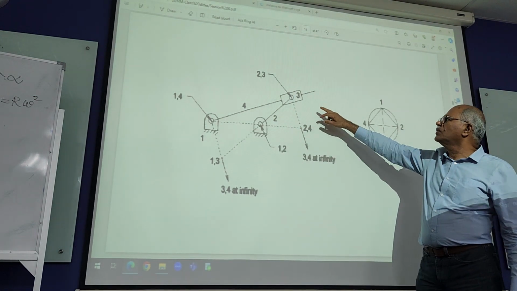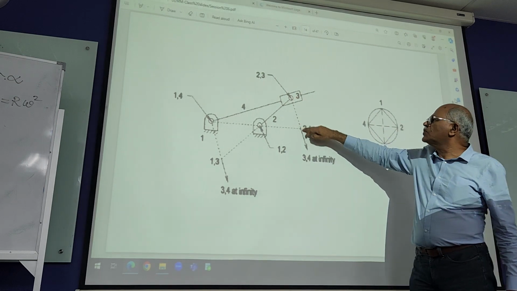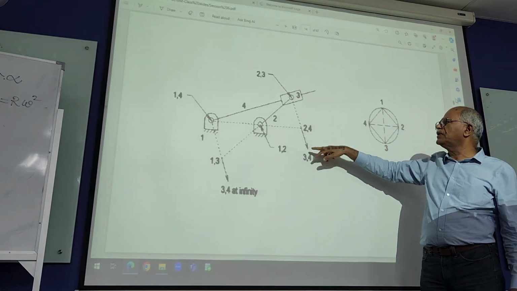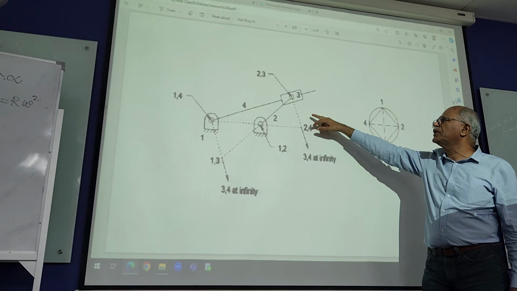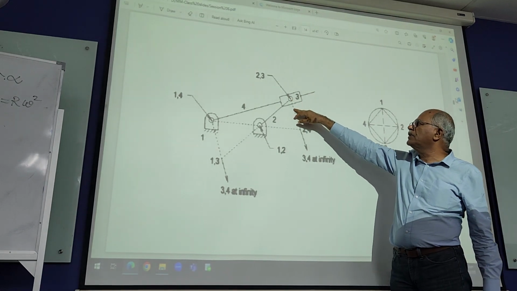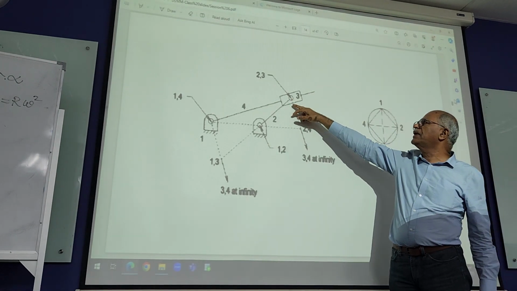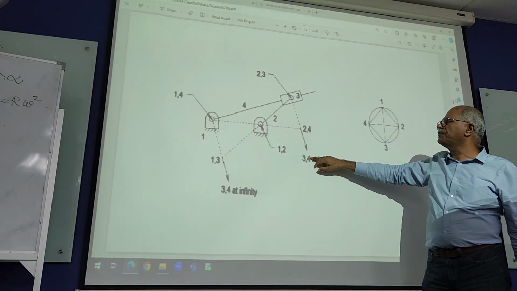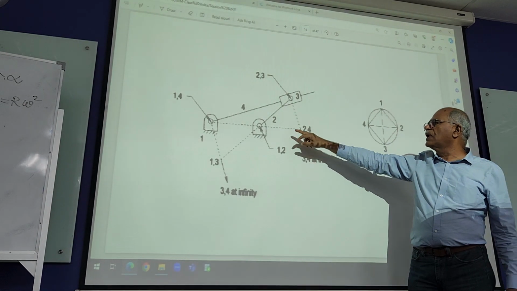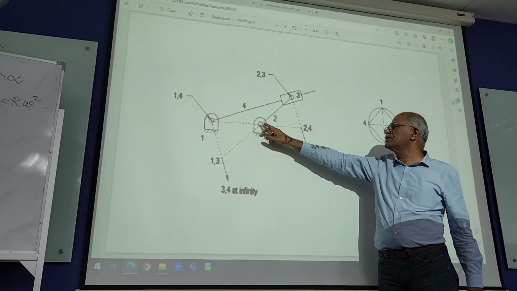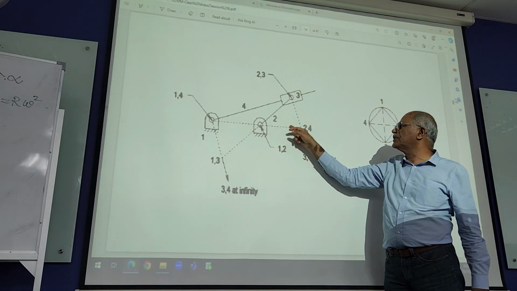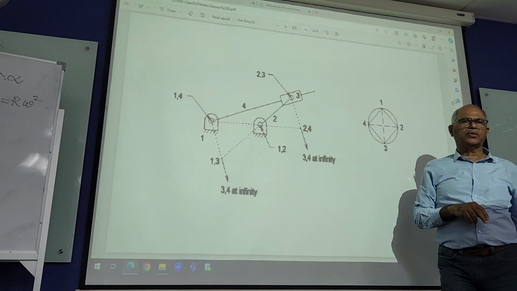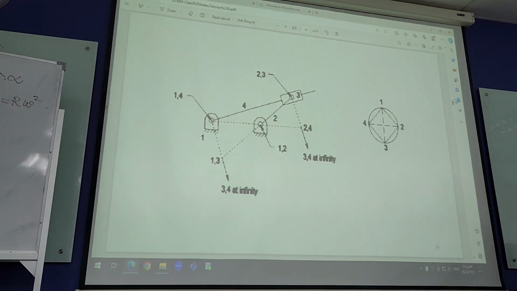So you have 2, 3. So 3, 4 will be at infinity. You are drawing a perpendicular to the slider. So the slider is okay, at infinity. Now you know 1, 2. This is 1, 4, 1, 2. The intersection point will be 2, 4. Then this is 2, 3.